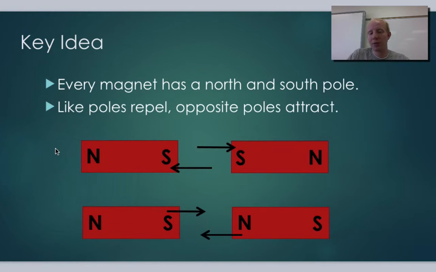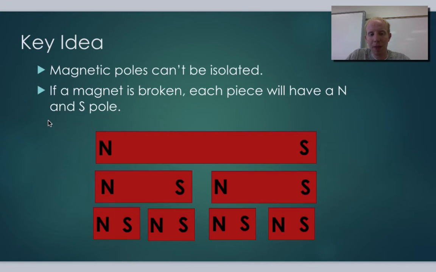A cool thing that comes from this, though, that you won't see with charges, is because these are usually objects themselves, like bar magnets, you can't isolate magnetic poles. Because of that, if you break a magnet, each piece will have a north and south pole. This is a cool thing with magnets, if you think about it. Because it's caused by this electron motion, this motion always causes a north and south pole.